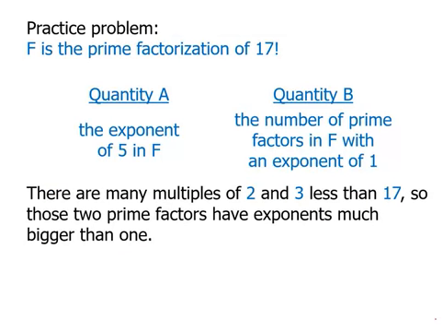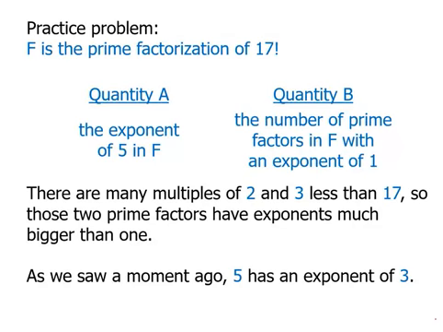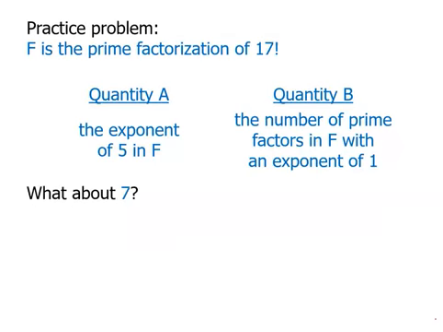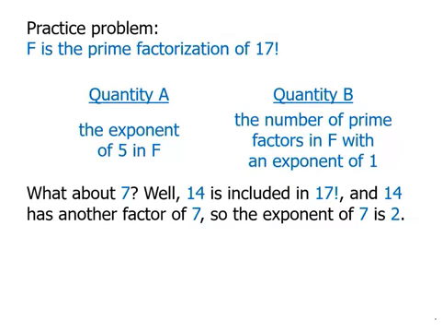There are many multiples of 2 and 3 less than 17. So now we're focused on quantity B. 2 definitely has an exponent much bigger than 1. 3 has an exponent much bigger than 1. So we're going to ignore those. A moment ago, we saw 5 has an exponent of 3. What about 7? That's the next biggest prime number. Well, 14 is included, so there's going to be exactly 2 factors of 7, one from 7 and one from 14.